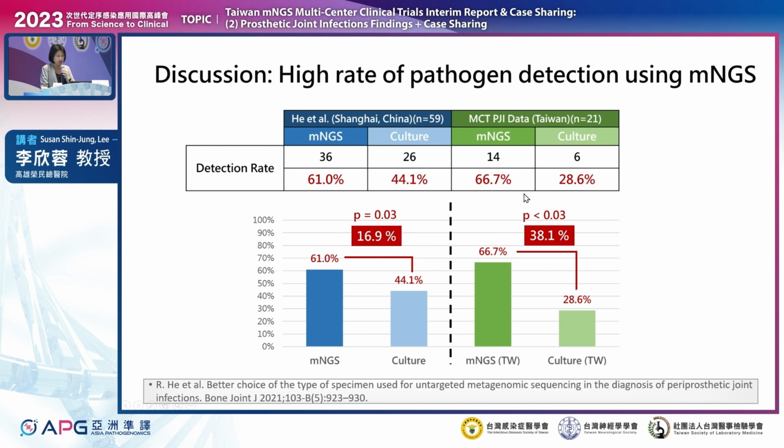So we find that in our study, NGS had a high rate of pathogen detection of 66% compared to 28%, with a difference of 38%. This was comparable to other studies done previously in Shanghai, China, where the NGS also detected around 61% of the pathogens, and a lower difference was due to a higher culture rate.